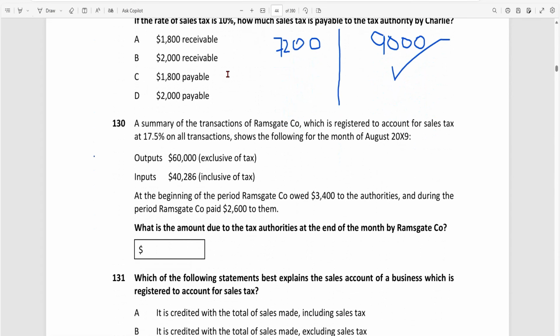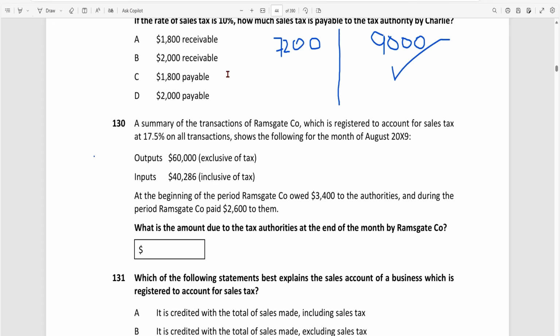Okay. A summary of transactions of Ramsgate Company, which is registered to account for sales tax at 7.5% on all transactions, shows the following for the month of August 20x9. So output exclusive of the tax and input inclusive of the tax. Output means your sales and input means the purchase. You can remember it like this: output means you are sending something out from your business, and that will be in case of sales. And input means you are bringing something into your business, so that means you are purchasing something.